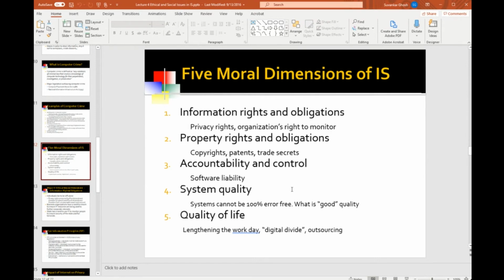The only dimension that this scenario doesn't really fall into is property rights. This is not about intellectual property being stolen. There is no intellectual property involved in the scenario. So most people will argue that that particular dimension is not involved. But the others are.